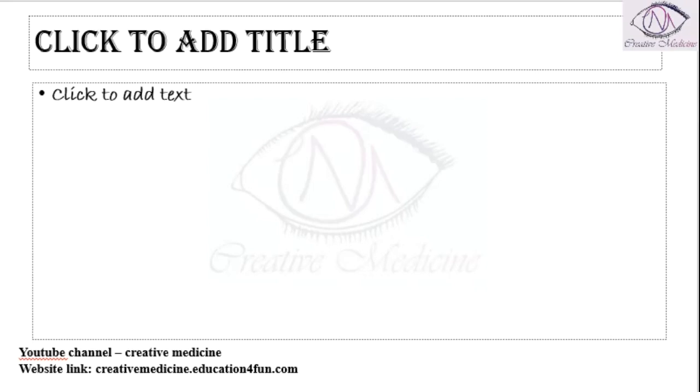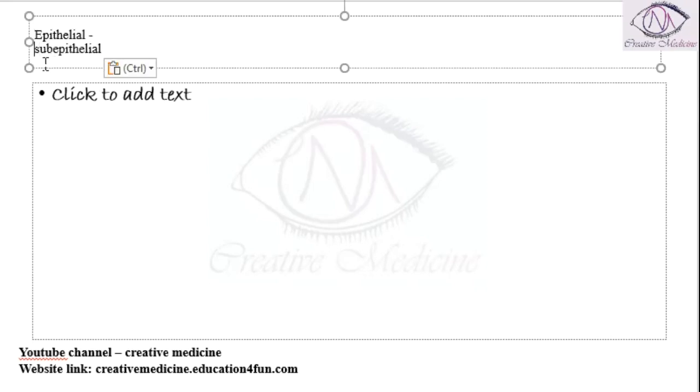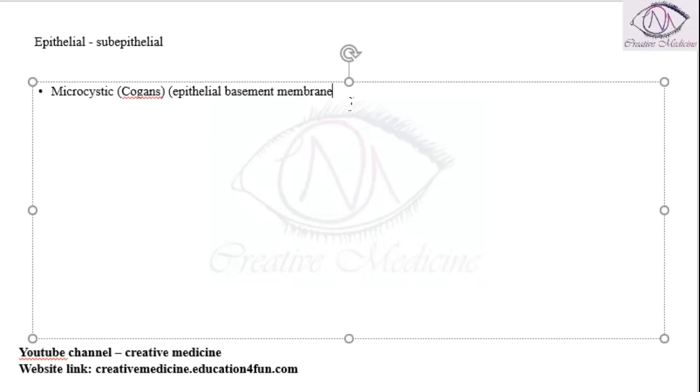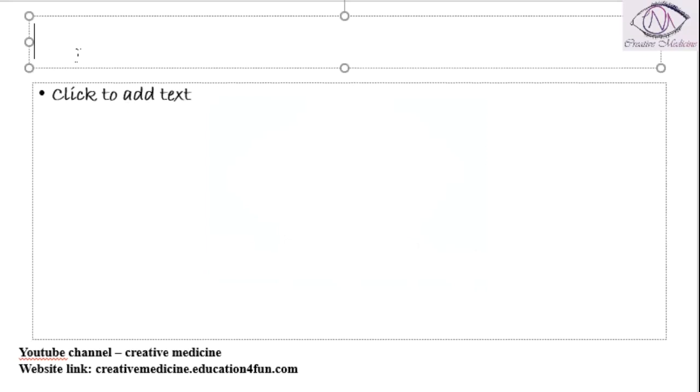Now, corneal dystrophy is of different types. First, epithelial and subepithelial corneal dystrophy. Epithelial and subepithelial corneal dystrophy is of two types. First, we have microcystic dystrophy or epithelial basement membrane dystrophy. Second, we have Meesmann's epithelial dystrophy.